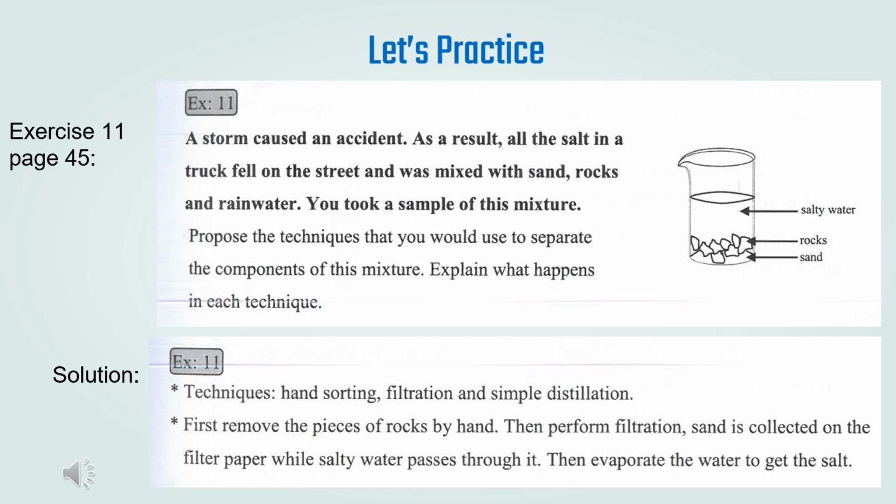Let's practice. We solved exercise 11. In this exercise 11, I had 4 components: sand, rocks, salt and water, distilled water. To separate all these components from each other, first I removed rocks by hand, we call it hand sorting, leaving sand and salty water. Sand will be separated before salt from water. To separate sand from salty water I use filtration. Then to separate salt from water I use either crystallization or simple distillation.